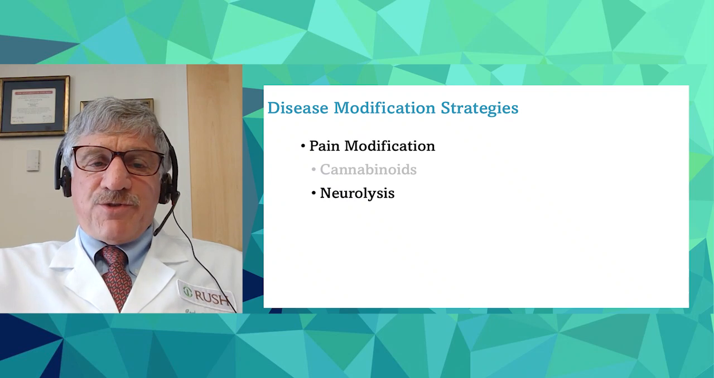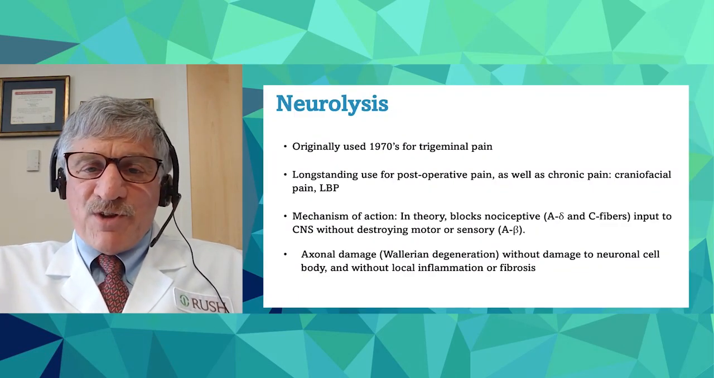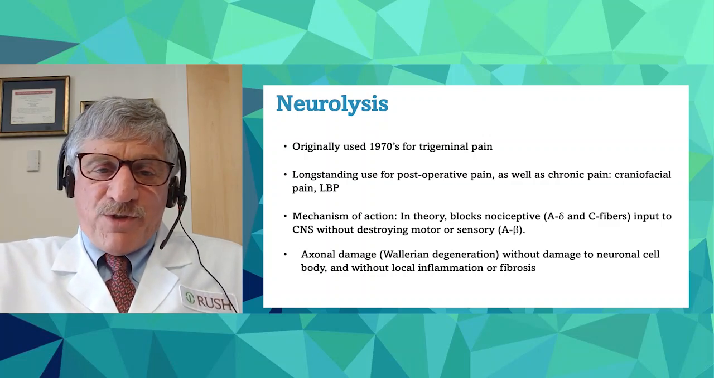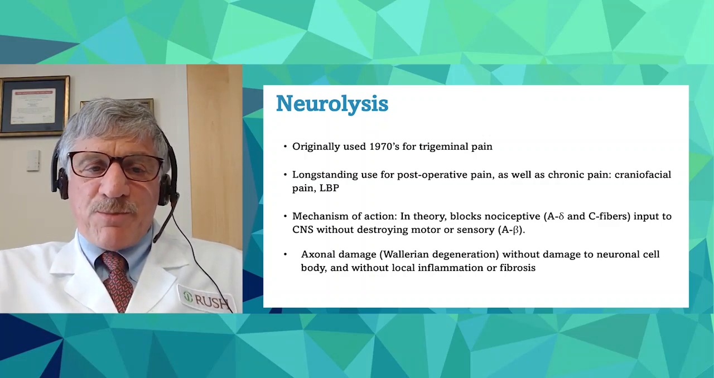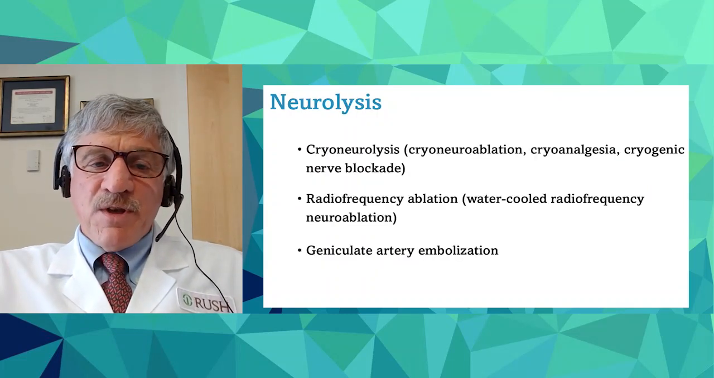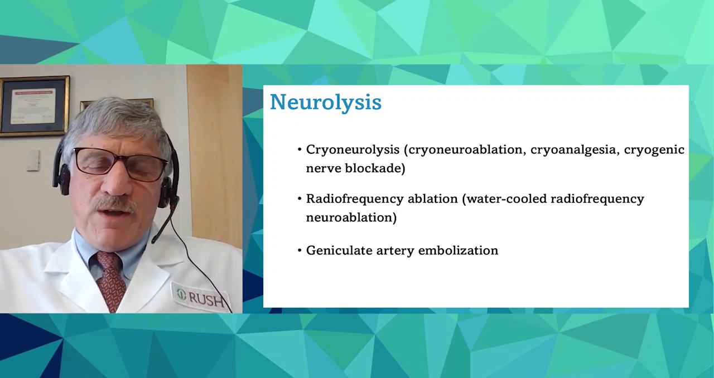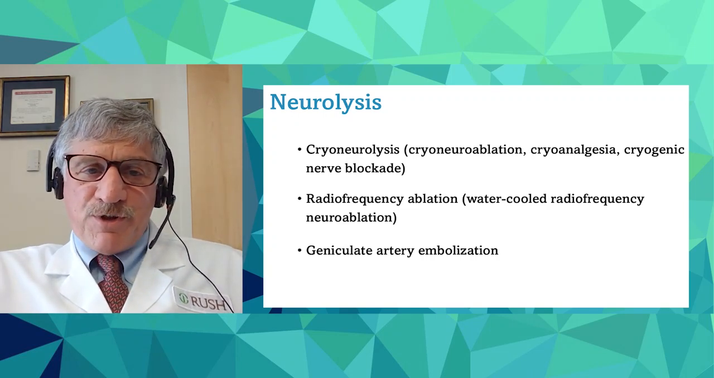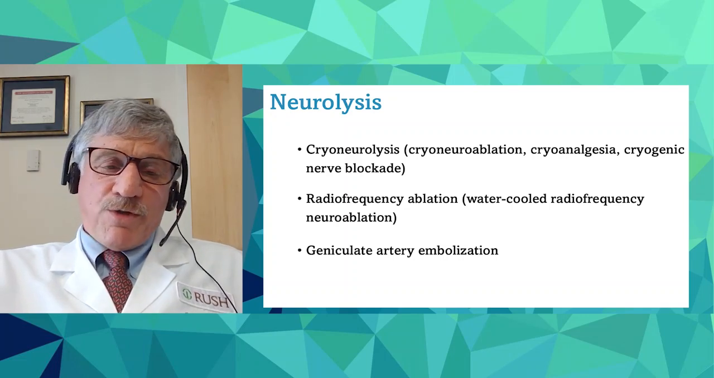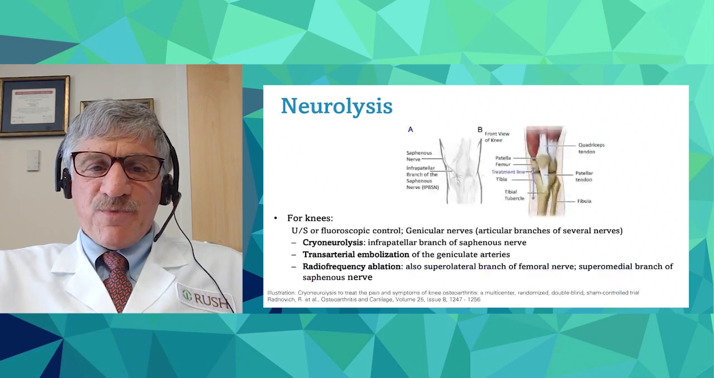Next, neurolysis. What is neurolysis? Well, it's been used since the 1970s for trigeminal pain and for back pain. The mechanism of action, in theory, is that you can block the nociceptive input to the CNS without destroying motor or sensory input. And as far as OA of the knee goes, we can provide neurolysis through freezing, cryoneurolysis, radiofrequency ablation, or through interventional radiology, geniculate artery embolization.